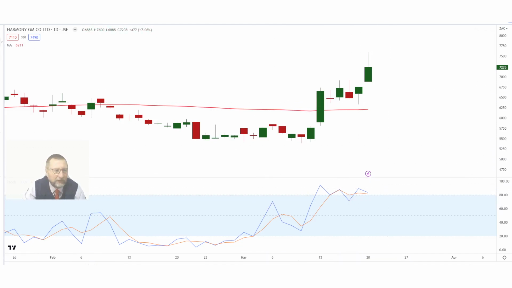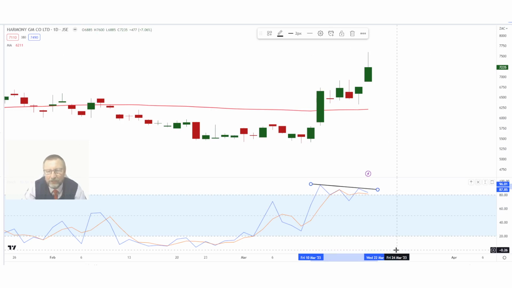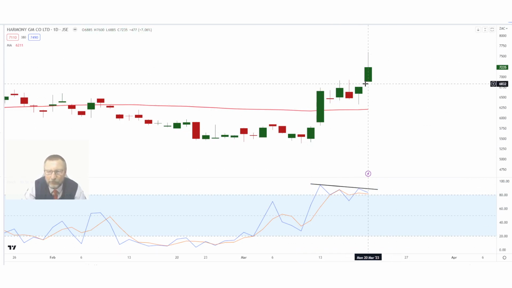And what I don't like about it, look at that. There's already a divergence there. And look at that beautiful rally. So yes, be careful to chase harmony.